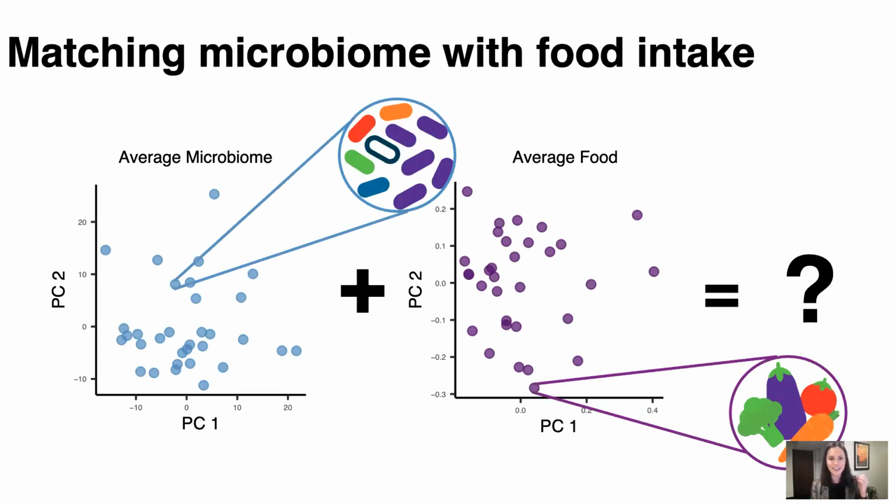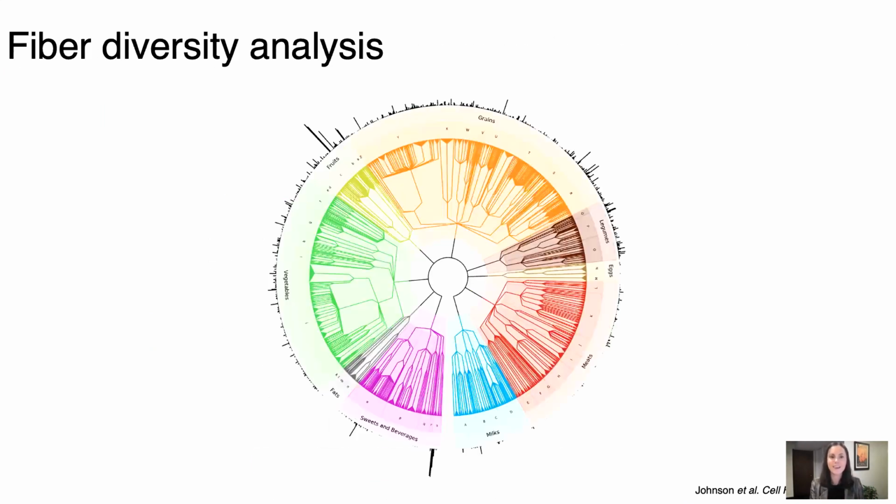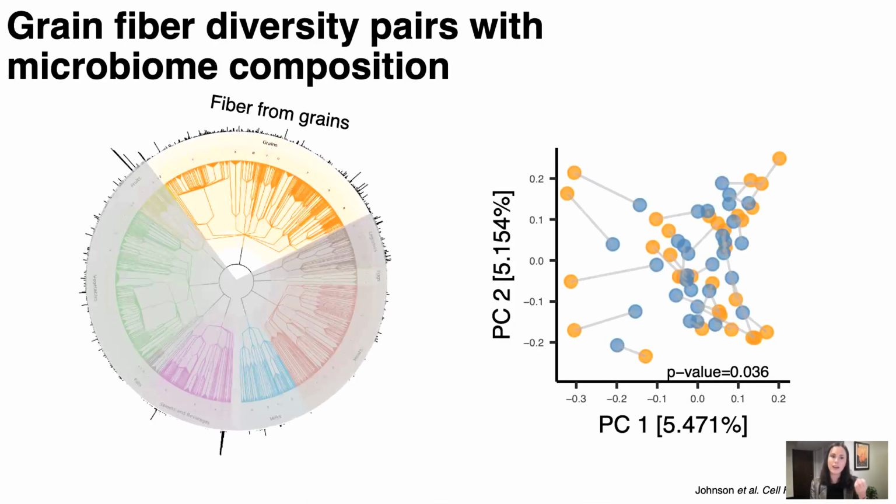And excitingly, here we've got average microbiome versus average diet in terms of food. Here we find that microbiome composition does indeed pair with food intake, which was really exciting. We did the same thing with fiber diversity. So now instead of thinking about the quantity of the food, we thought about the quantity of fiber in the food itself. And we asked whether or not grain fiber diversity paired with microbiome composition. And we found that it did.